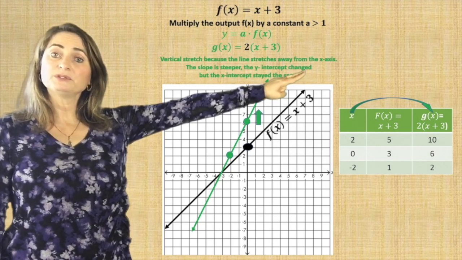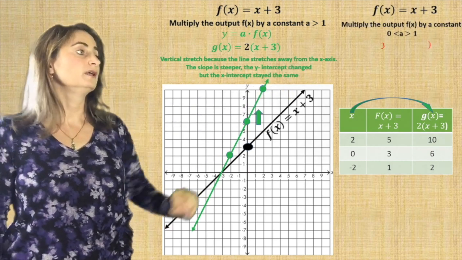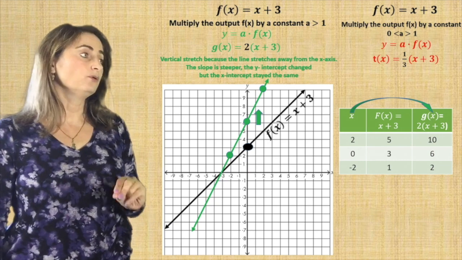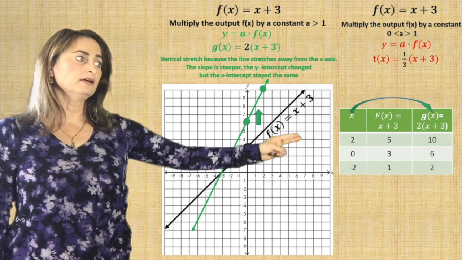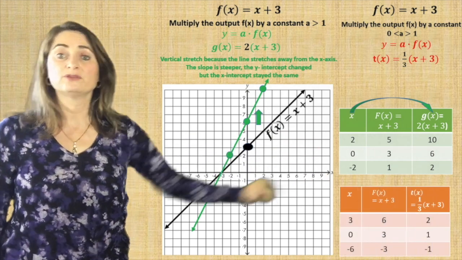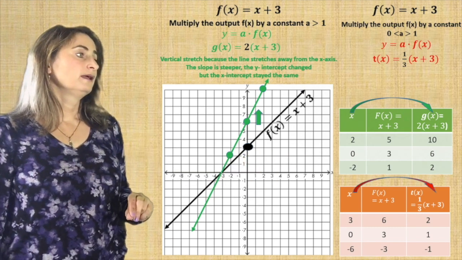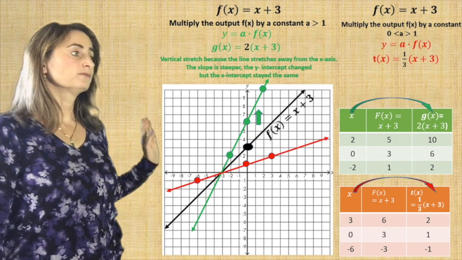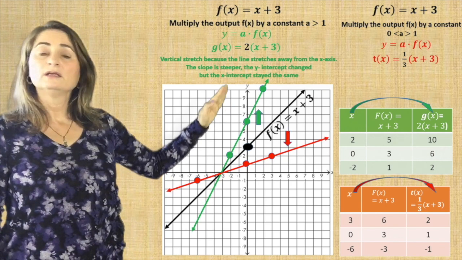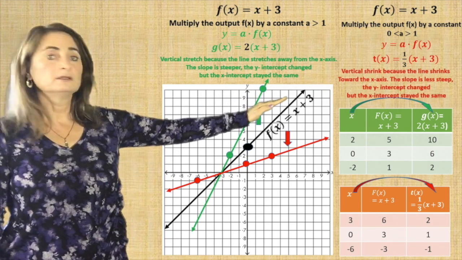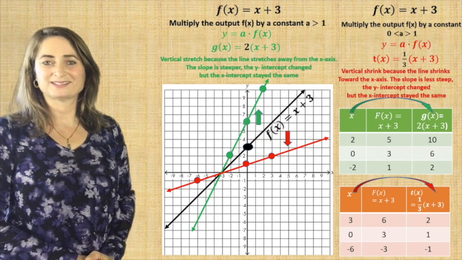Now, what if I multiply by a factor between 0 and 1, which is a fraction, and this time I'm going to try 1/3. And you multiply the whole equation by 1/3. Make a table again. X is 3, 0, and negative 6. I need f of x, which is x plus 3, but then I need 1/3 of each number. Let's graph it, x and the new t of x, which is the red line. Graph it. You end up with a vertical shrink because it is getting closer to the x-axis.